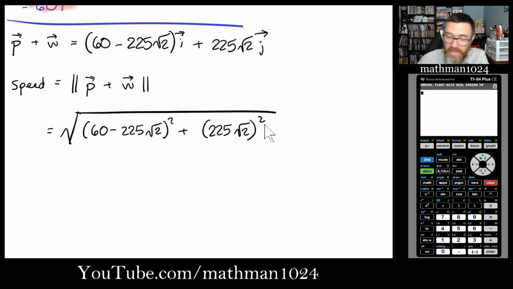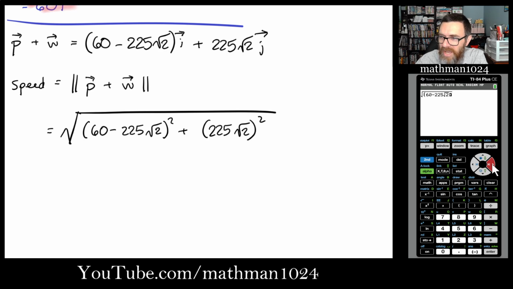Yeah, I really shouldn't. That's okay. I'm going to go to my handy dandy calculator. Now make sure that you use your calculator correctly, right? Know when you're opening and closing parentheses. So we got 60 minus 225 square roots of 2.